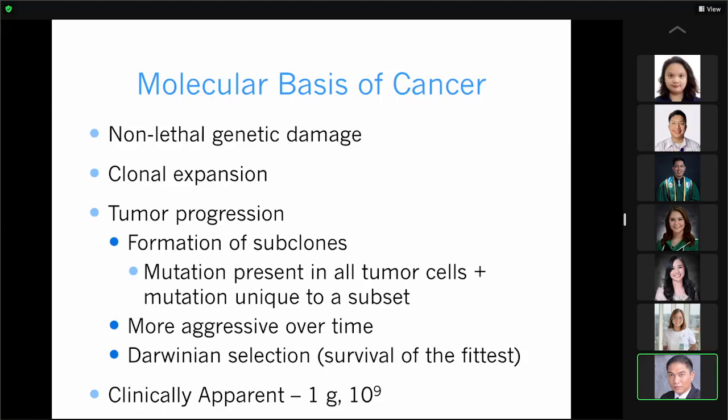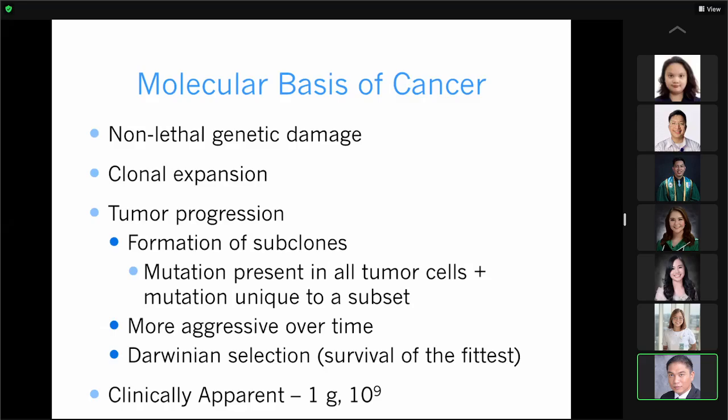So on top of mutation A, 100 cells will have mutation X, another 100 cells will have mutation Y, another 100 cells will have mutation Z, and so on and so forth. So there will be formation of subclones. Over time, the tumor will be more aggressive, and there will be accumulation of more mutations.